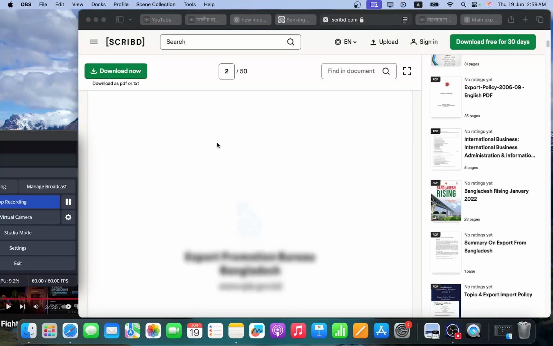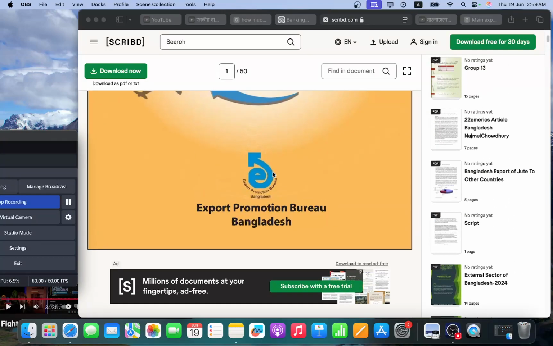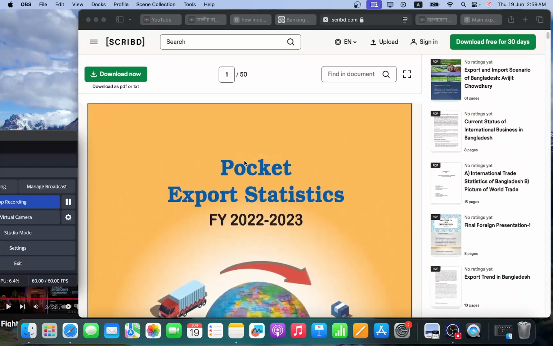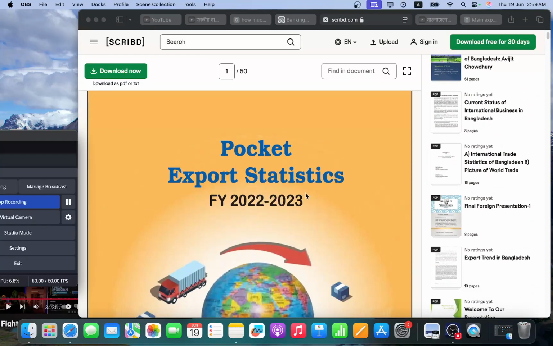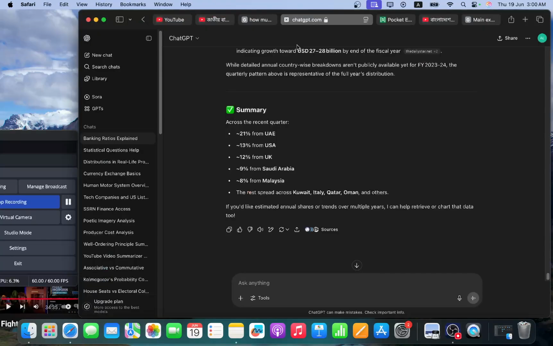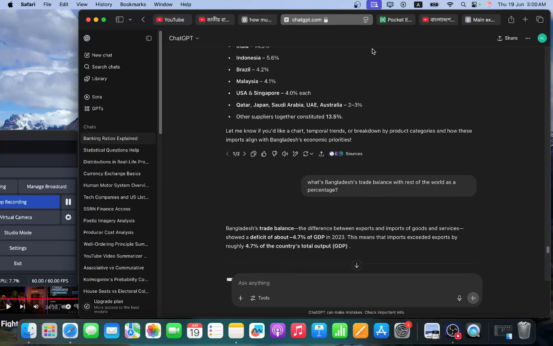Apparently there is a report from EPB, the Export Promotion Bureau Bangladesh. They publish a report, Pocket Export Statistics 2022-2023. We ought to check this one out. This was lingering from the discussion about imports and exports.